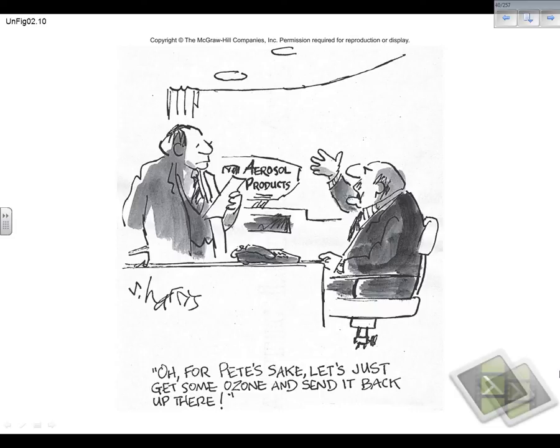Oh, for Pete's sake, let's just get some ozone and send it back up there. Why doesn't this work? Well, number one, it's a humongous amount of ozone. Even though it may be a small percentage of the overall atmosphere, it's a huge amount. Plus, it would be subjected to the Chapman cycle, and it would also be subjected to the Cl free radical, and it would be consumed.